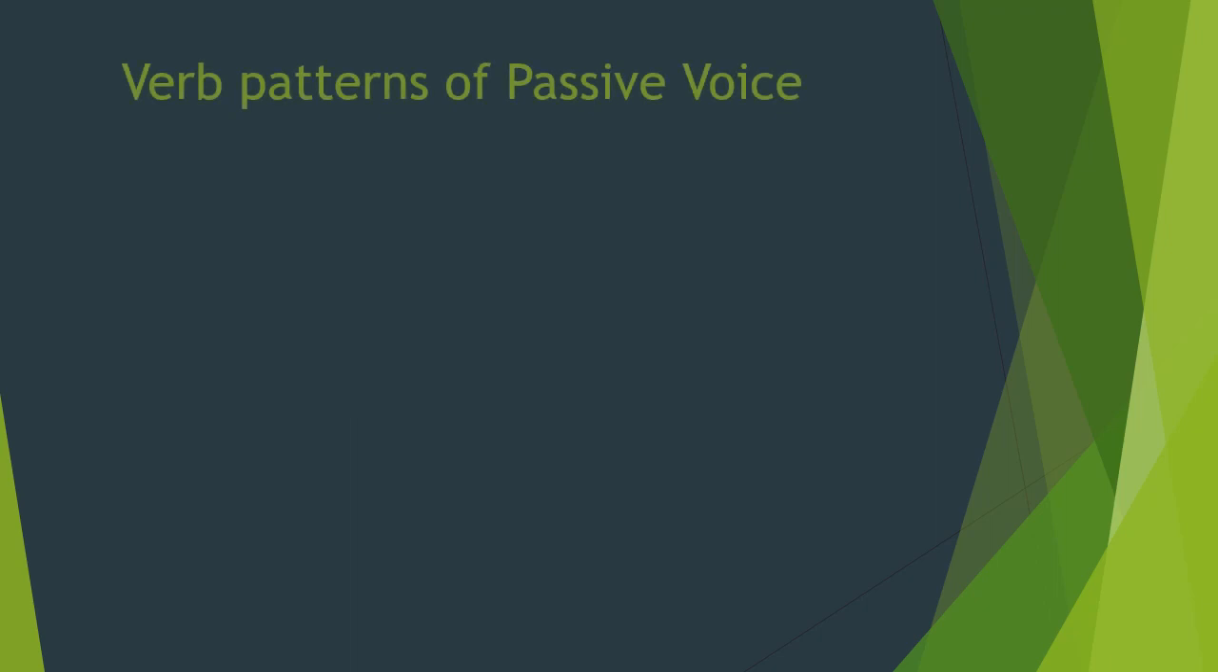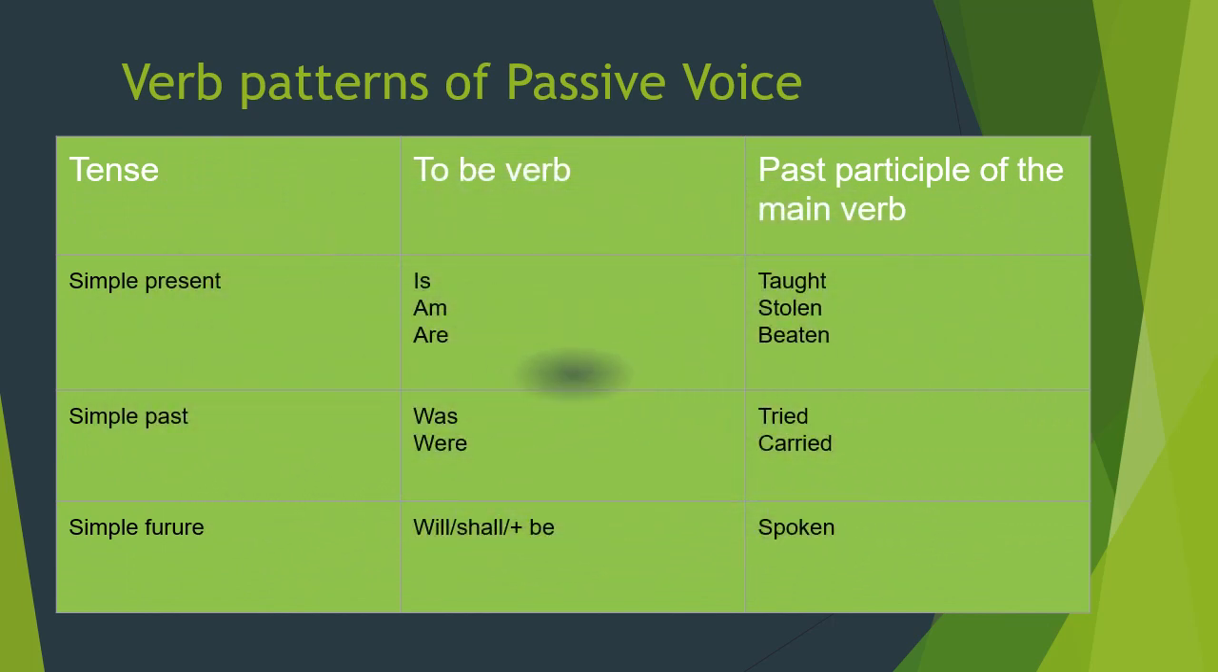Now let us quickly view the verb patterns of passive voice. As I already said, the to be verb, it will be depending upon the subject and also the verb in the active voice. If the tense in the active voice is simple present, it will become is plus the past participle form of the verb, or am plus past participle form of the verb, or are plus past participle form of the verb. Is or am is used with the singular form, are is used with the plural form.